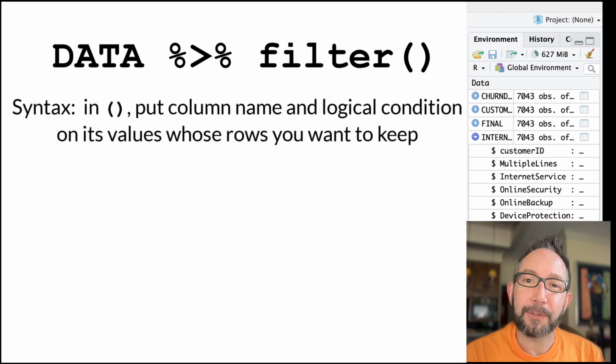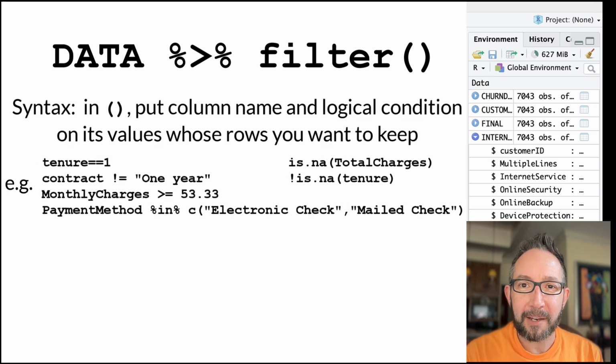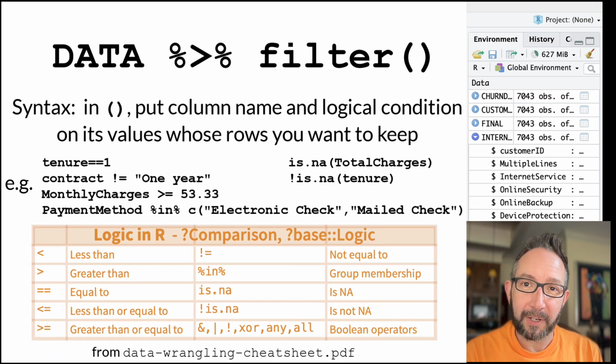Well, inside the filter function, what you're going to do is give it a column name that you want to use in your filtering in your subset, and then you're going to describe the values that you want to keep in your subset. You're going to give a logical condition that describes the rows that you want to carry forward in your analysis, in your subset. So what are these logical conditions?